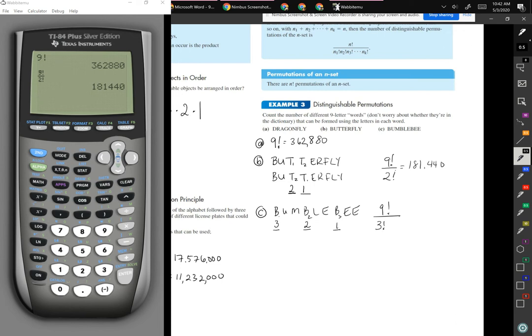But that's not it. We also have the 3 E's, and the 3 E's can also be arranged 3 times 2 times 1 ways, or 6 different ways. But again, they're not distinguishable permutations. And so that's also going to be divided by 3 factorial. So let's do that on the calculator.